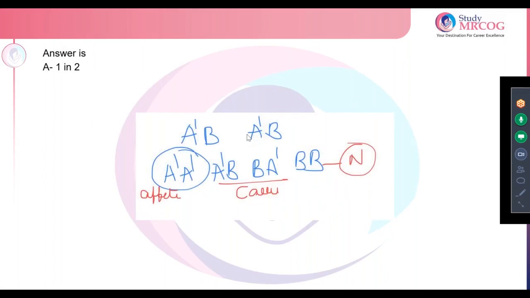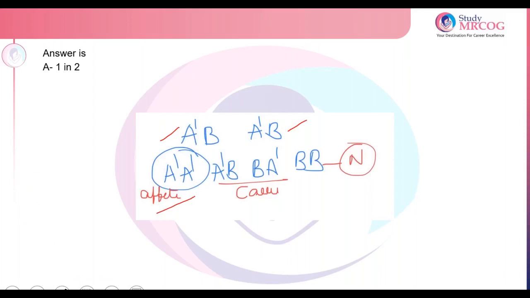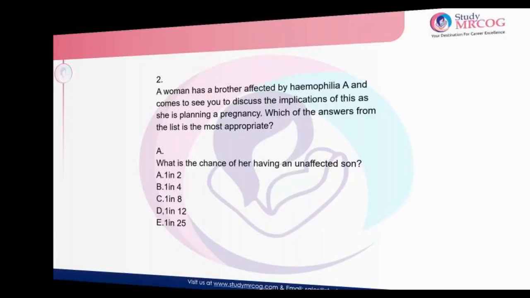The mother and father carry the defective gene. So the probability of having an affected child is 1 in 4. Having a child who is a carrier is 1 in 2. And again, having a child who is normal is 1 in 4. Again, if they ask about male and female, that is when you should go for the final detail. Okay, I hope I am clear with that.